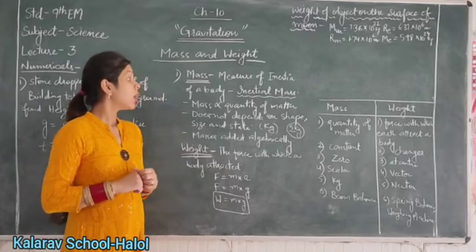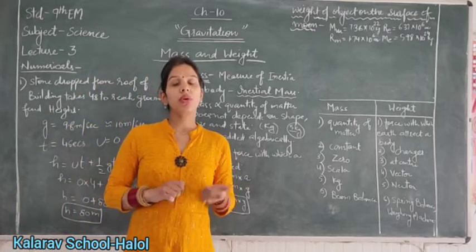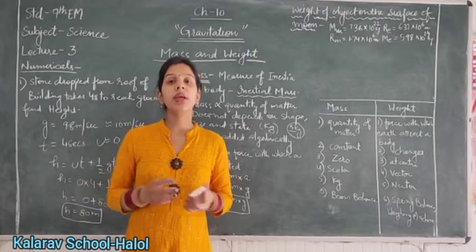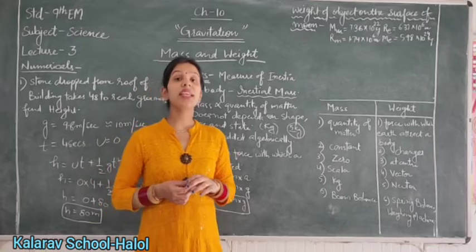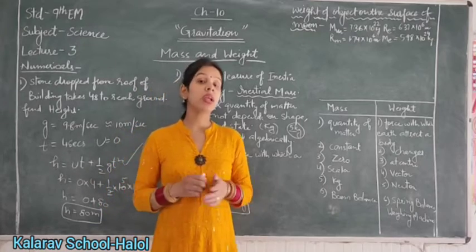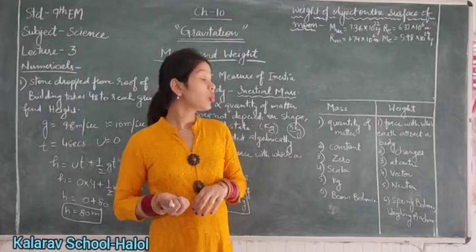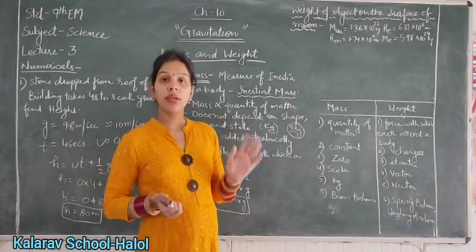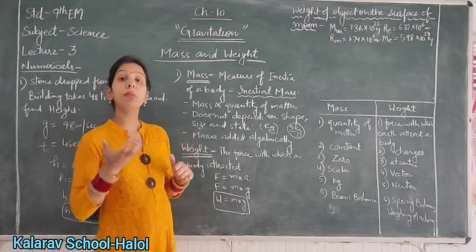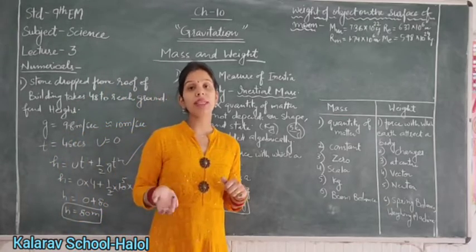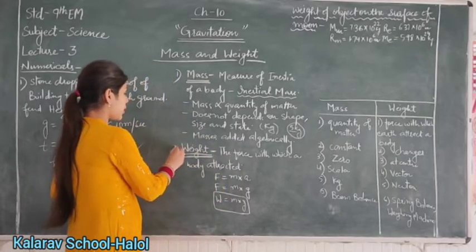Next, mass can be zero. If the quantity has no matter in it, it can be zero. But it isn't possible that something has no matter, because matter is everywhere. Anything that occupies space and has weight is matter. So mass can be zero sometimes. It can be measured with a beam balance. So this is all about the mass.